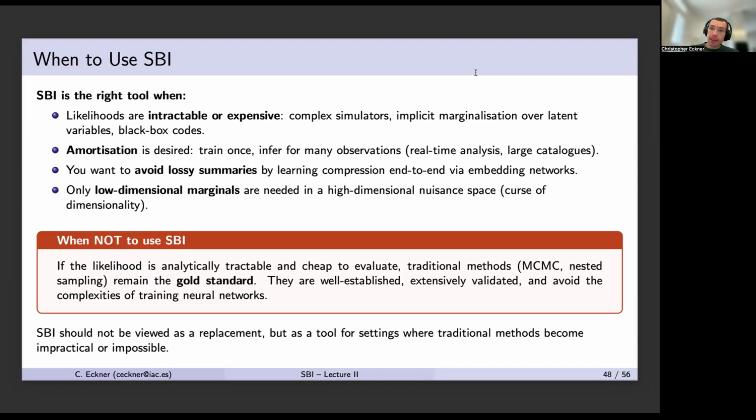So in that sense, simulation-based inference is not a replacement in the future for any of these other methods. It's just something that is complementary and must be used in the places where it makes sense.